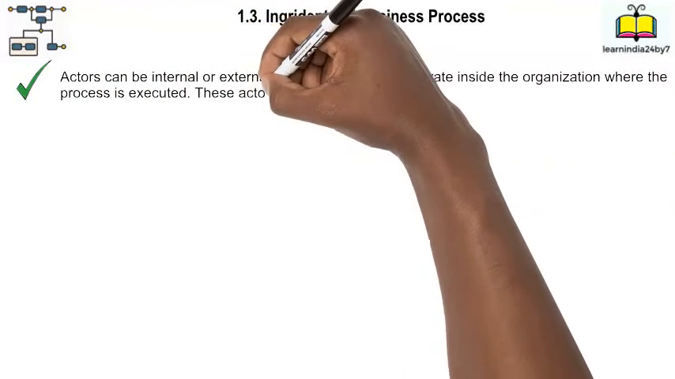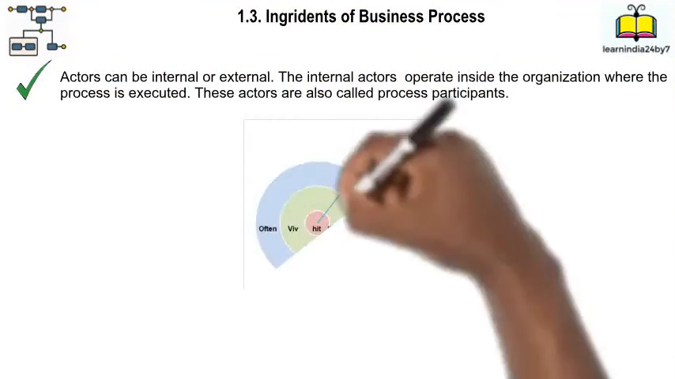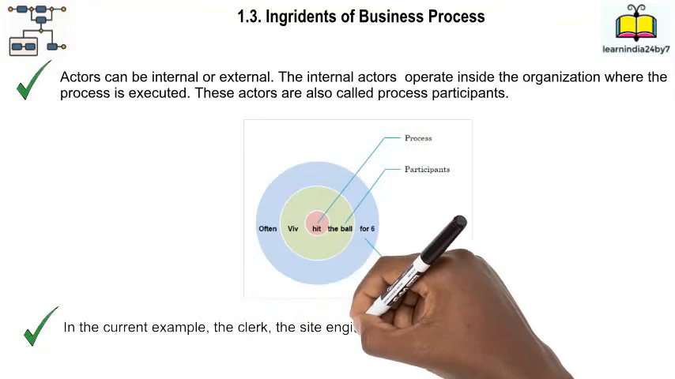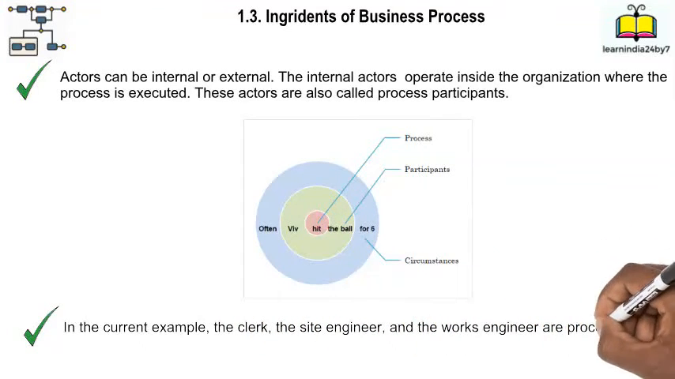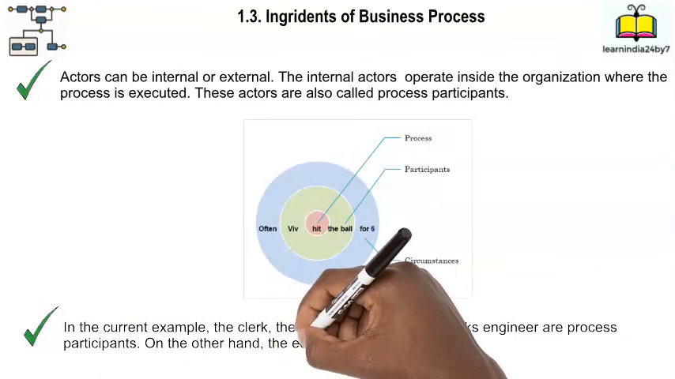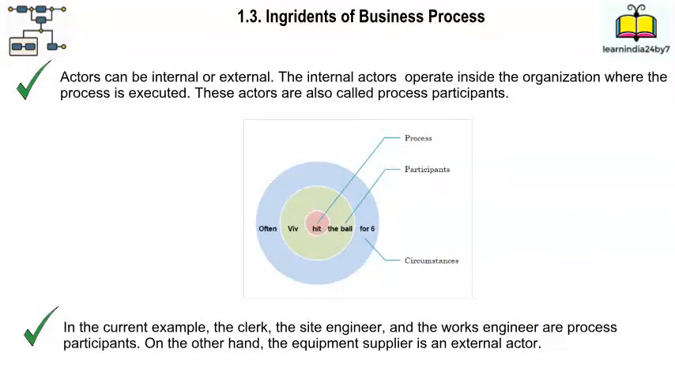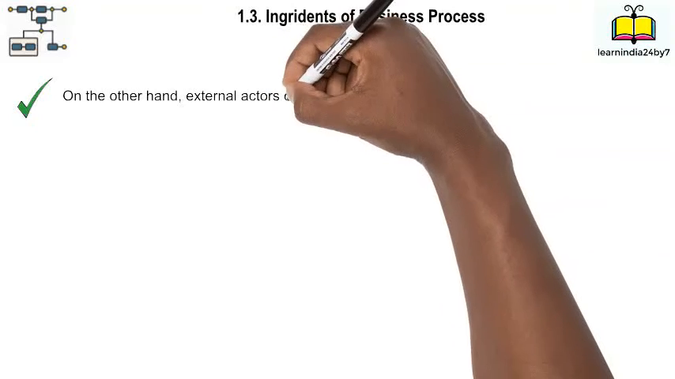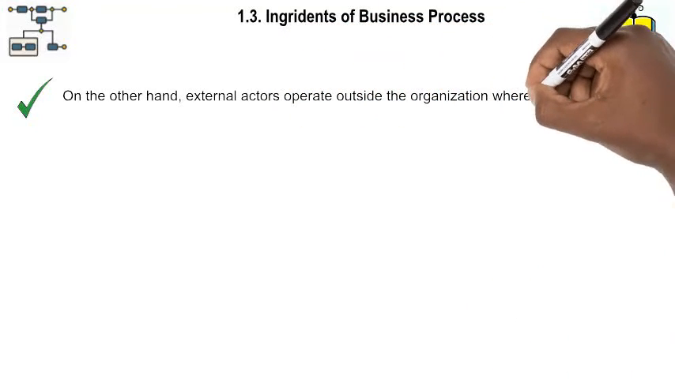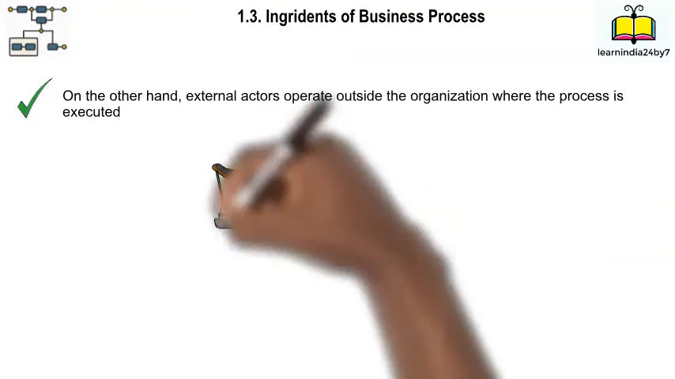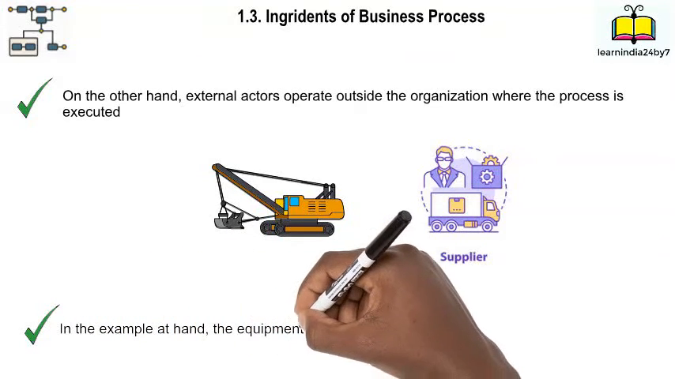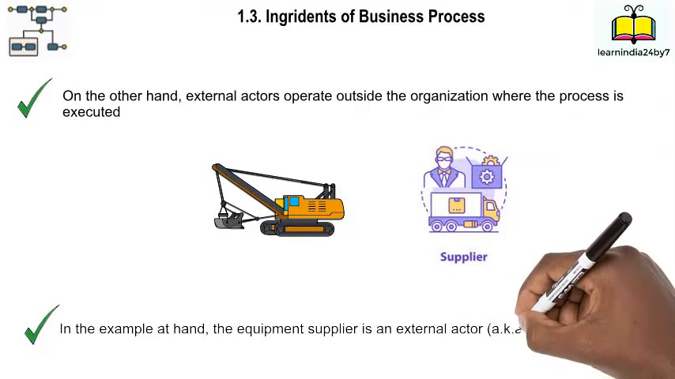So actors can be internal or external. The internal actors operate well within the organization where the business process is executed. In the current example, the clerk, the site engineer, and the works engineer are the process participants. On the other hand, the equipment supplier is an external actor. Contrary to internal actors, the external actors operate outside the organization. In the current example, the equipment supplier is an external actor.